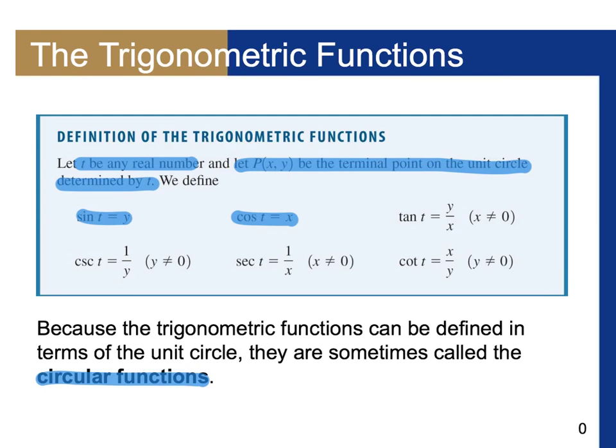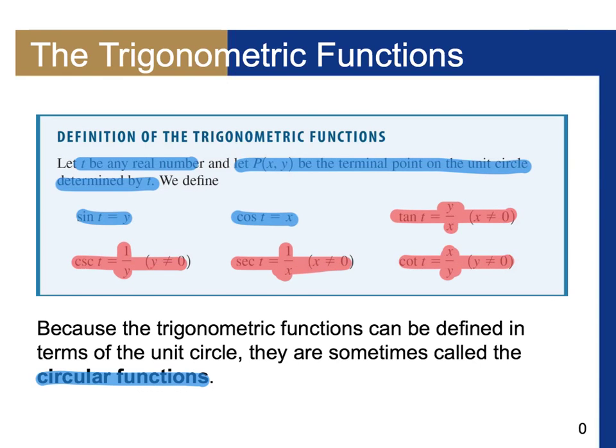Actually, on second thought, let's go ahead and show the other ones. So tangent is just y over x. So that's sine over cosine, right? Cotangent is x over y, so that's cosine over sine. So that's cot. Cosecant is 1 over y, which is 1 over sine. So that's just a reciprocal of sine. And then secant, sec, is 1 over x. So that's just a reciprocal of cosine.